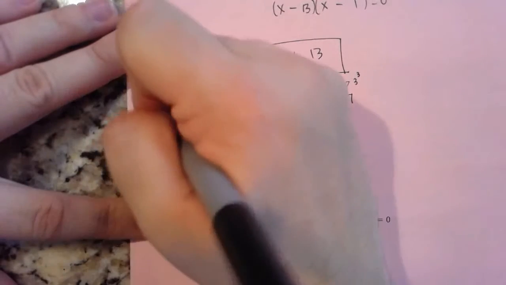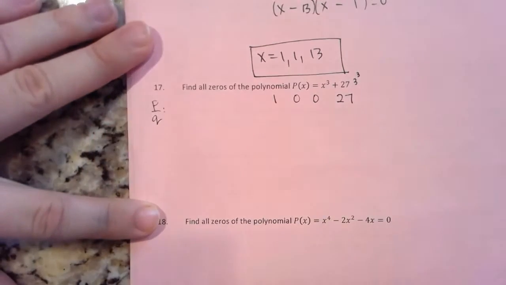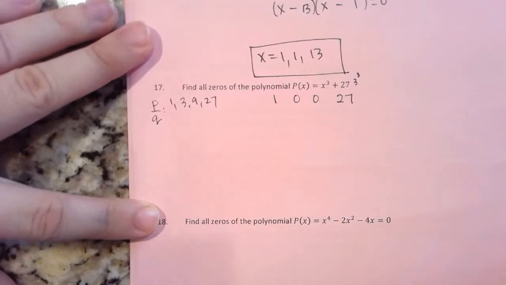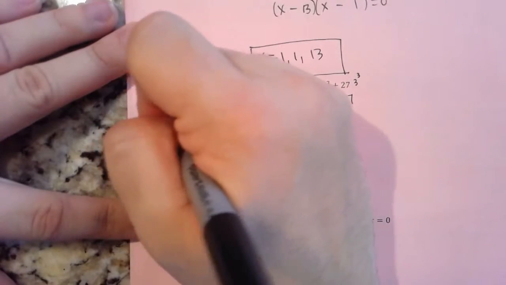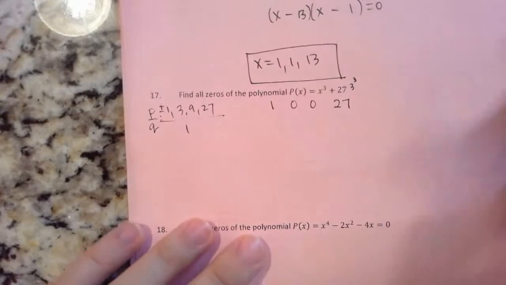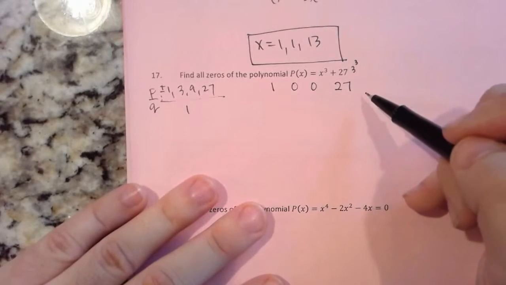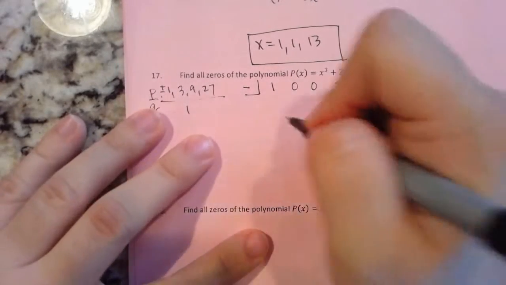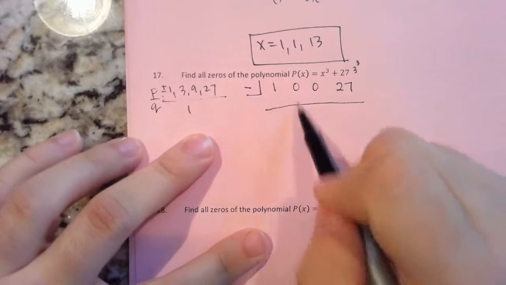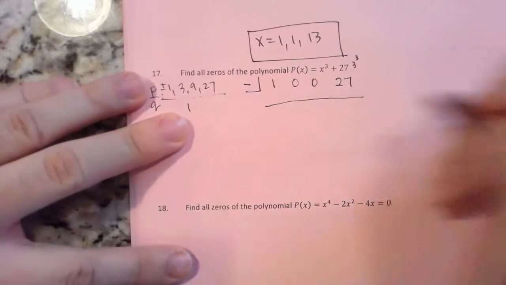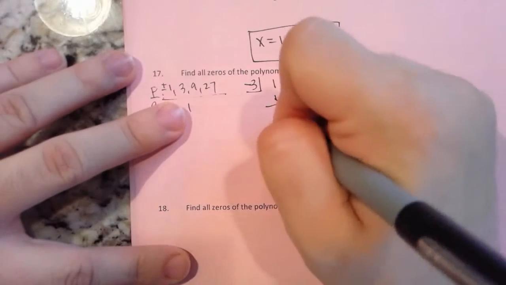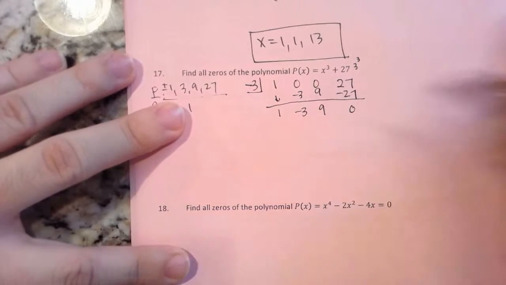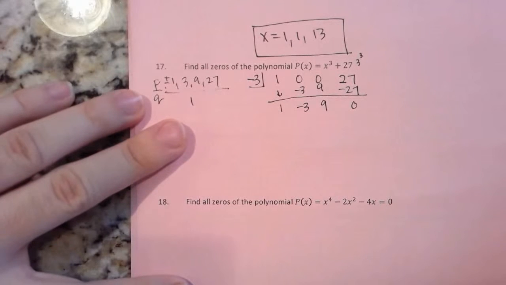If we list our possibilities, P over Q, P is 27, so it's either 1, 3, 9, or 27. Q is 1. Now these are all positive, right? Which means I have to put a negative number in here, that way I can get it turning negative at some point. If I plug in a 1, I've got 1, and then 1, and then 1. 1's not going to cancel it. Let's try negative 3. Negative 3, positive 9, negative 27, 0. There we have it. So our first solution, x equals negative 3.